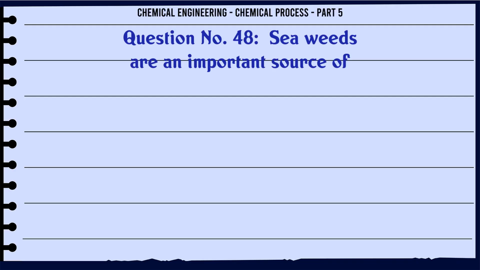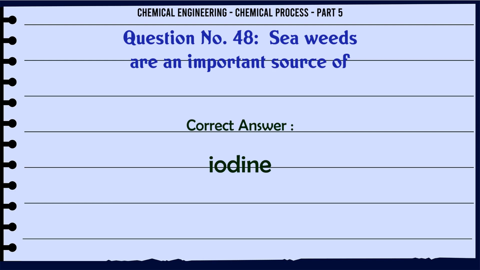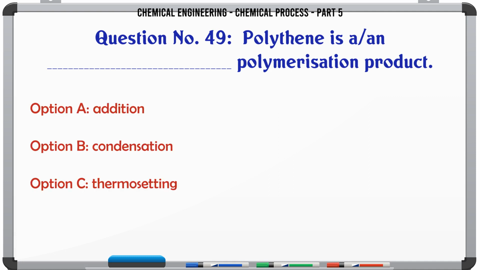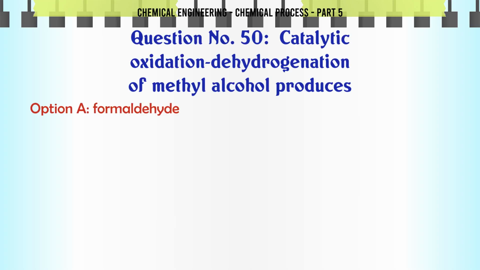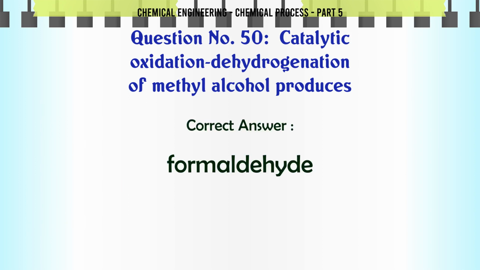Seaweeds are an important source of A. Fluorine, B. Chlorine, C. Bromine, D. Iodine. The correct answer is iodine. Polythene is an ___ polymerisation product. A. Addition, B. Condensation, C. Thermosetting, D. None of these. The correct answer is addition. Catalytic oxidation-dehydrogenation of methyl alcohol produces A. Formaldehyde, B. Phenol, C. Acetone, D. maleic anhydride. The correct answer is formaldehyde.